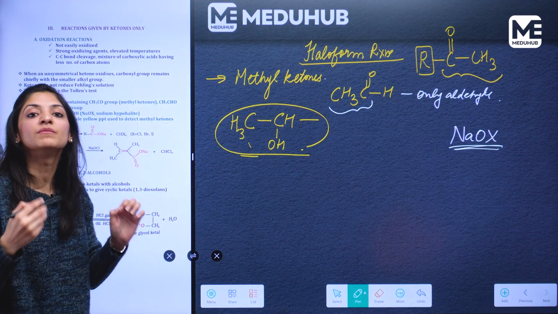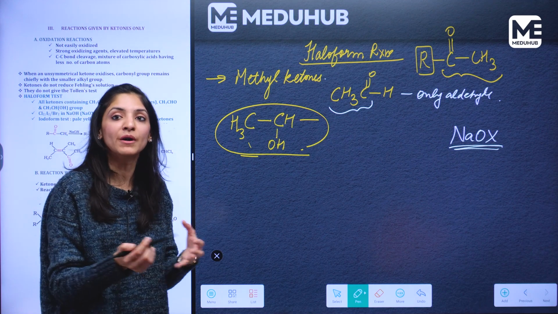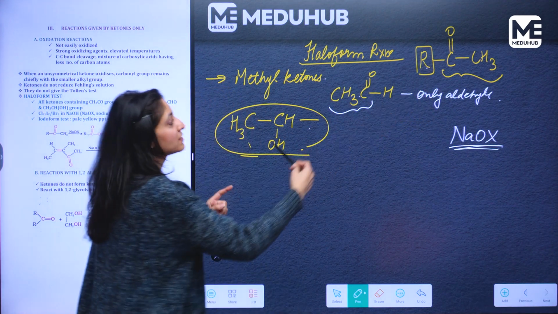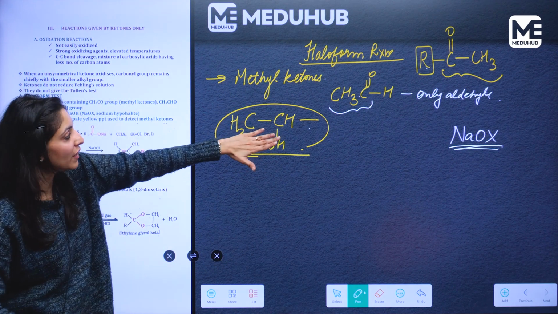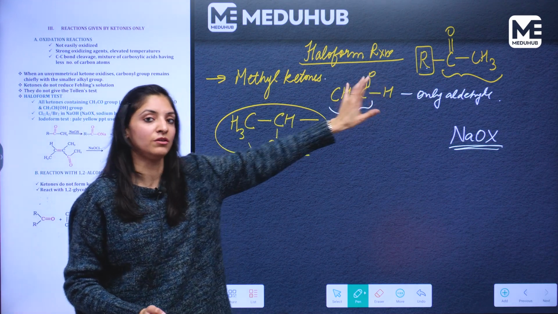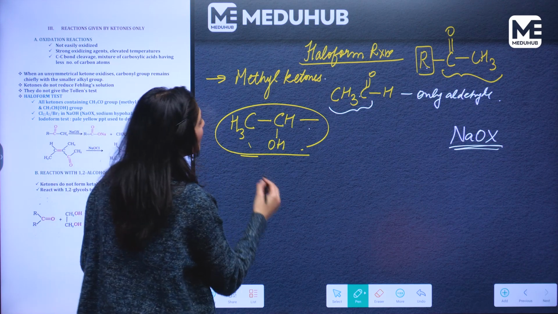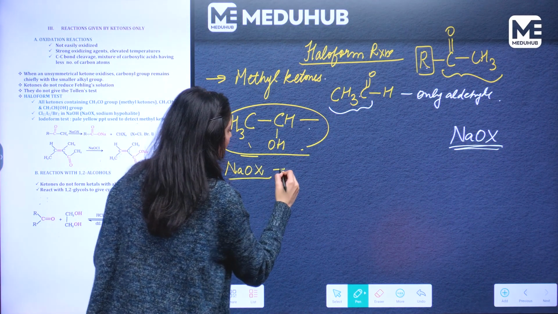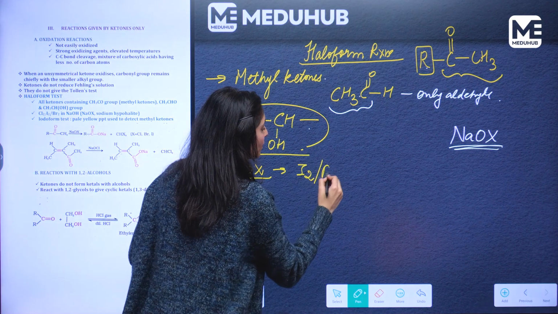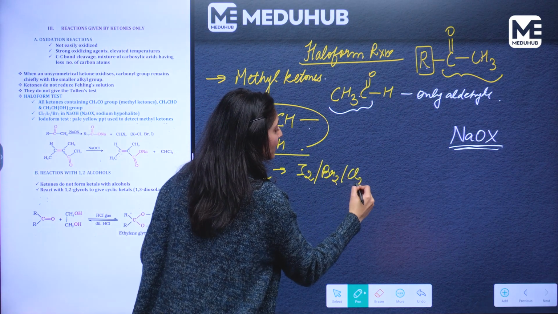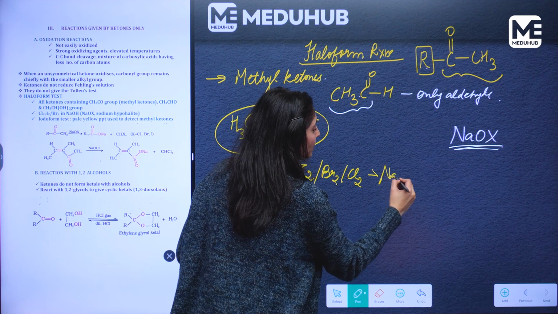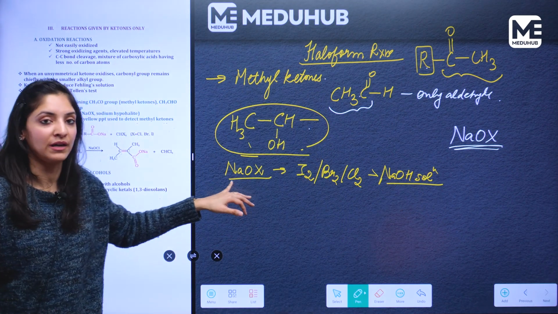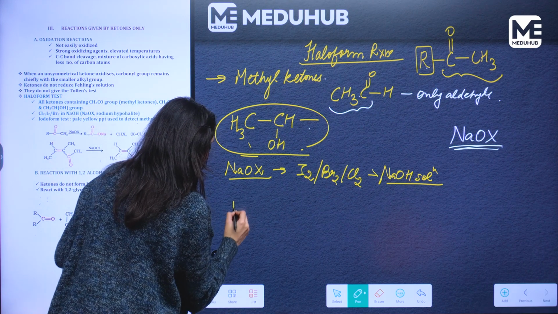So the haloform test can be used to determine if a given compound has an acetyl group. So it can be used for detection of this as well as this. All methyl ketones, this kind of alcohol, and this ethanal molecule, the only aldehyde. So what happens in a haloform reaction? NaOX would mean we have iodine or bromine or chlorine in an NaOH solution. This gives sodium hypohalite.